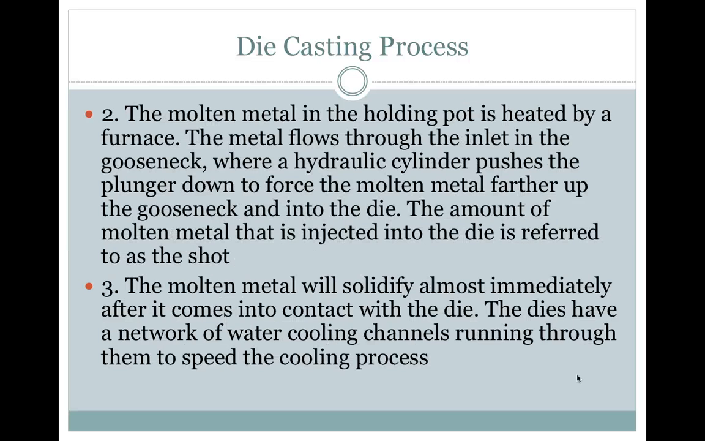Step 2. The molten metal in the holding pot is heated by a furnace. The metal flows through the inlet in the gooseneck, where a hydraulic cylinder pushes the plunger down to force the molten metal farther up the gooseneck and into the die. The amount of molten metal that is injected into the die is referred to as the shot.